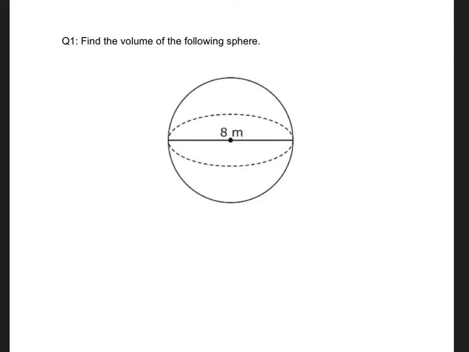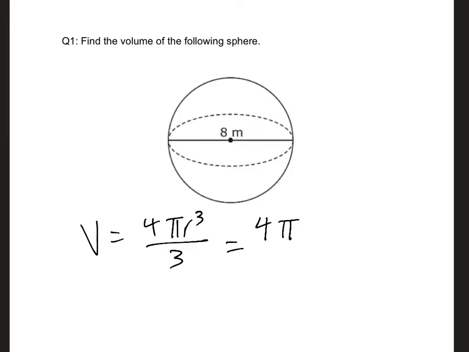Let's start with a fairly standard problem on finding the volume of a sphere. So here's a sphere. The diameter is 8 meters. We want to figure out what the volume of the sphere is. We're going to use our volume formula, which is 4 pi r cubed over 3. You may also just see this as 4/3 pi r cubed with the fraction separated, so it's the same either way. So 4 pi times the radius.